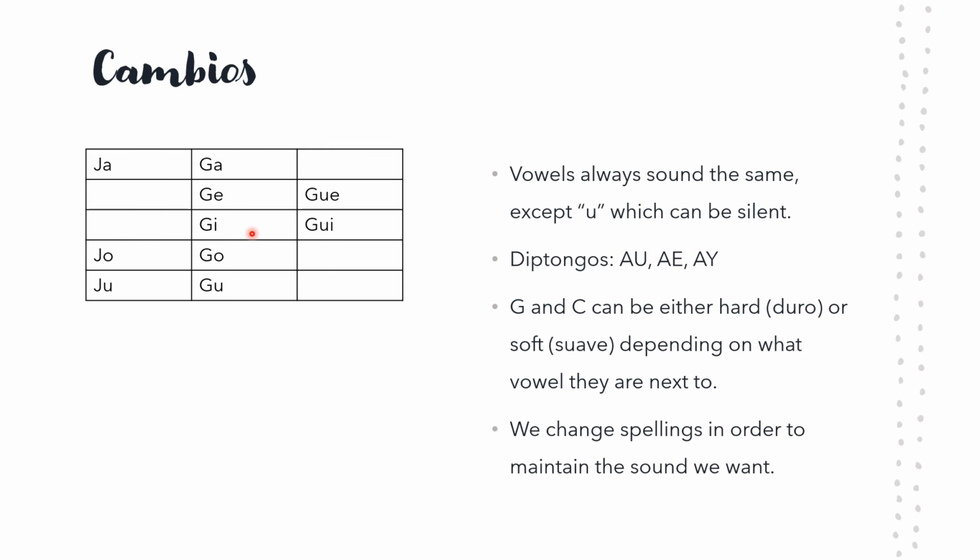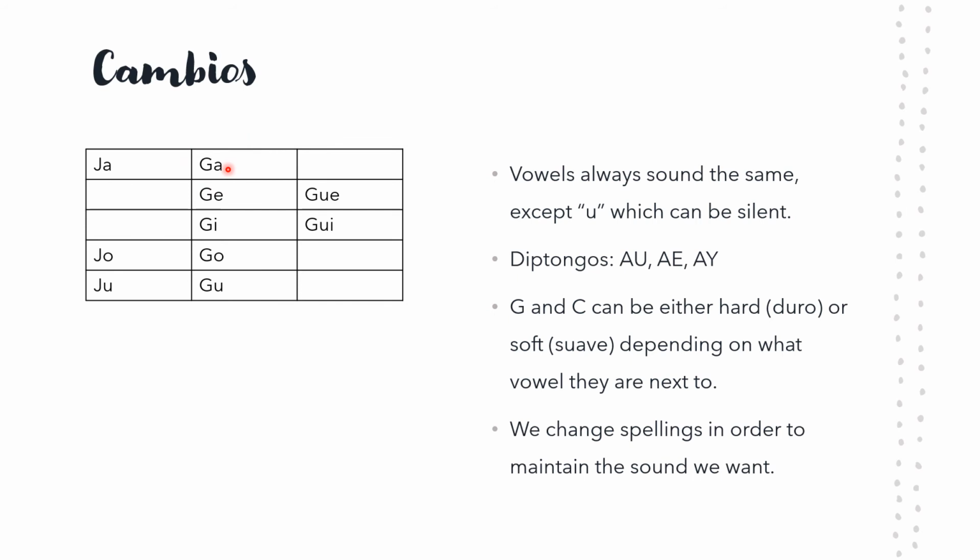This is where the cambios come in, all right? In Spanish, we want to maintain sounds, especially when you get into verb conjugation. And at times, you're going to have an ending on the end that you want to sound the same. You want to keep the same sounds. And that is why we have Spanish changes, those cambios in the spelling. All right, so let's say I have a ga and I want it to sound like ha.